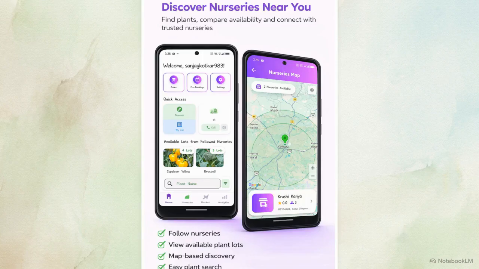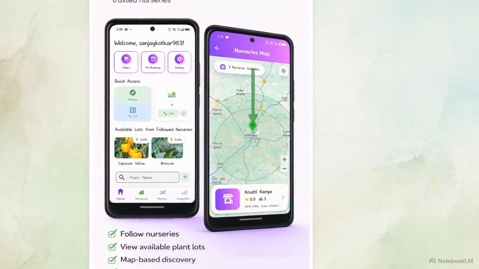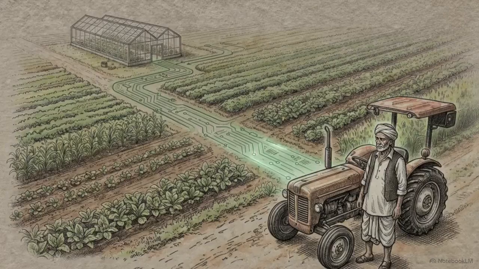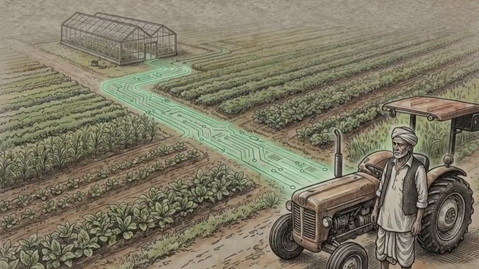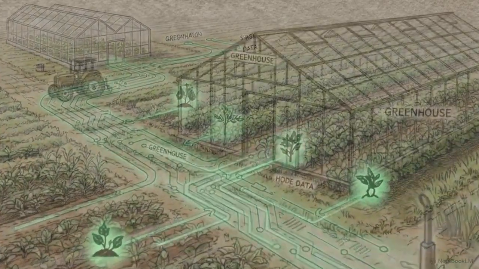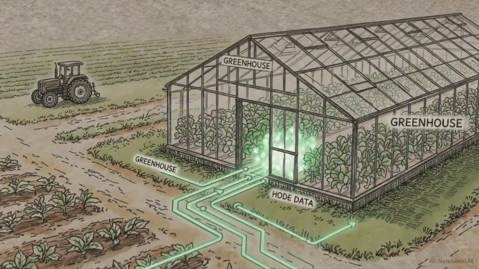This screen shows the geographic search interface. A farmer searching for a specific crop, like broccoli, can instantly view local nursery lot availability on the map and book the plants directly through the application. Map-based discovery fundamentally changes the market dynamic by replacing middleman opacity with direct, transparent, and data-driven procurement.